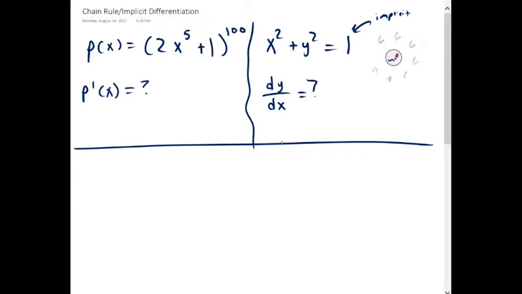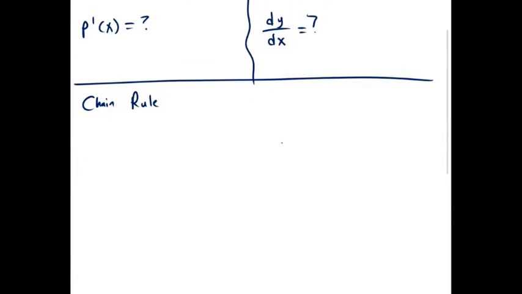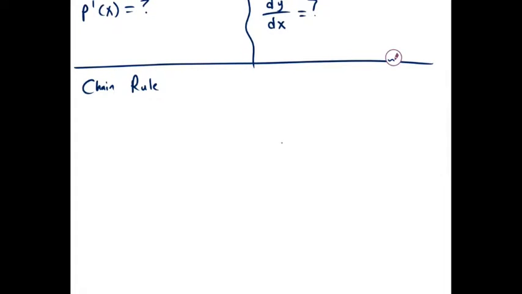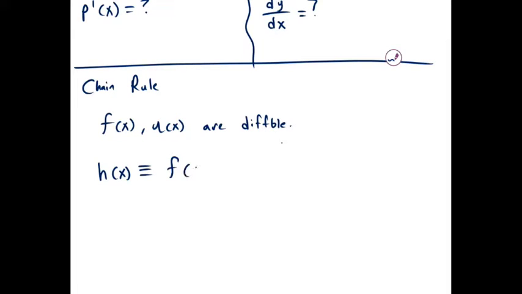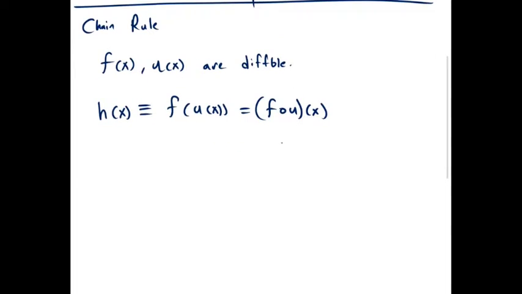So the chain rule is used when we have functions within functions. Let's say we have functions f of x and u of x, and they're both differentiable. And let's say we define a function h of x. The three bars mean we're defining it to be f of u of x. So we want to find h prime.